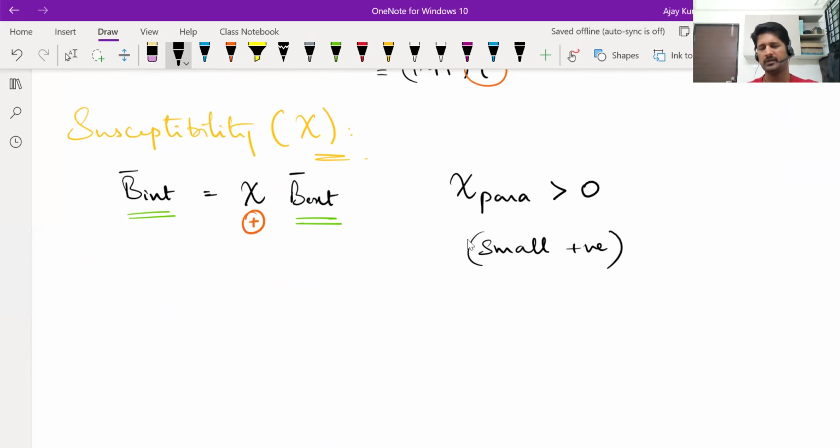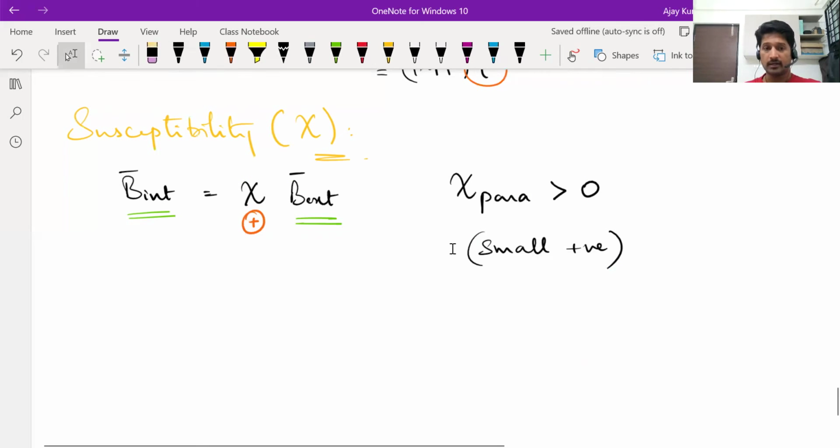So susceptibility of paramagnetic substances is fractional. Usually it will be less than 1 only, a small number. Okay, but it's positive. Why is it positive? Because internal field and external field should be in the same direction.